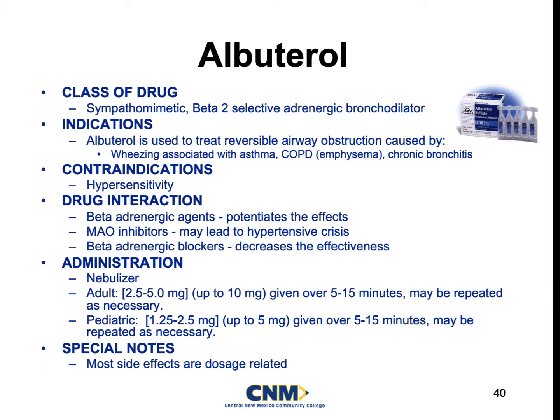Usually given over 5 to 15 minutes. We will reassess our patients, and then we can repeat if necessary, okay? But your max dose is 10 milligrams. Pediatric dose for albuterol is basically the adult dose cut in half: 1.25 to 2.5 milligrams with a max of 5 milligrams, given over 5 to 15 minutes, may be repeated if necessary.